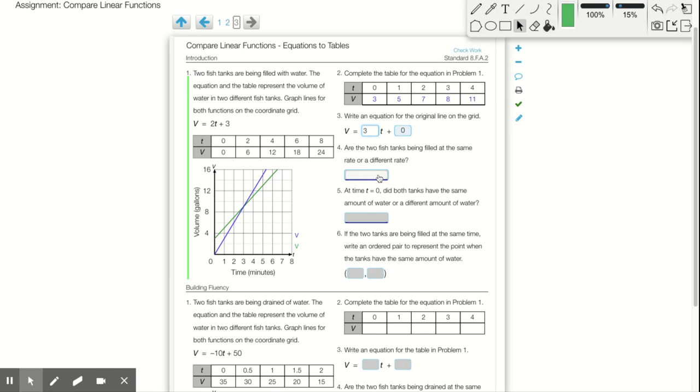All right, look at the rates. They are different, 2t and 3t. And the starting values of 0 and 3 are different. And if the two tanks are being filled at the same time, write an ordered pair to represent the point when the tanks have the same amount of water. So they have the same amount of water at this point here, which is at 3 and 3, 9.